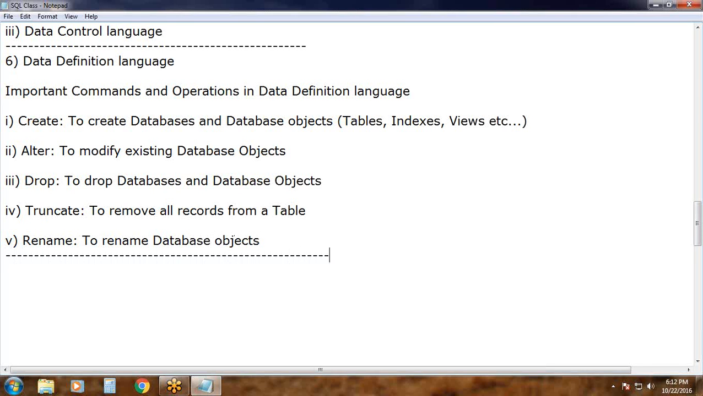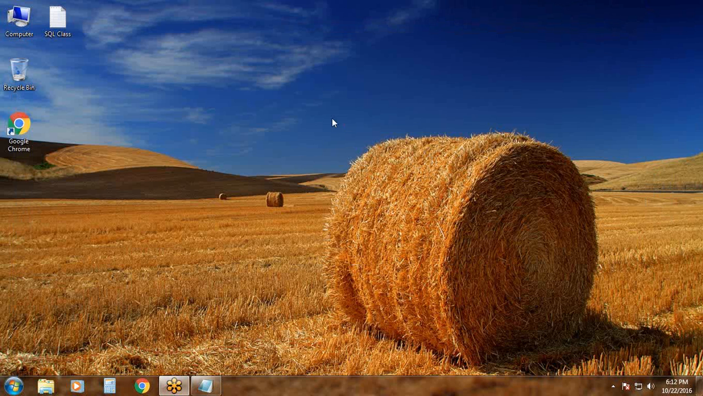See, these are the important commands and operations in data definition language. Can you tell me, Shivpriya, what are the important commands and operations in data definition language? Create, which is used to create databases and tables. Alter command is used to alter column names. Alter, to modify existing database objects. Then drop, used to drop database and database objects. Truncate, to remove all records from a table. Rename is used to rename the table names or database objects.